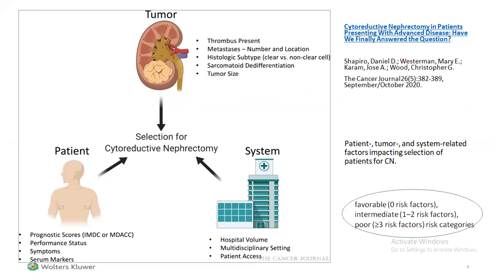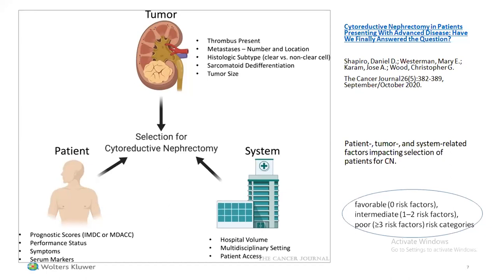Coming to the second point, which is metastasis, the number of lesions and the location are very important. There is a lot of data regarding the location of the disease. Patients with a single lesion or oligometastasis in the lungs always have a better prognosis than those with lesions in the brain or bone. So again, location is very important.